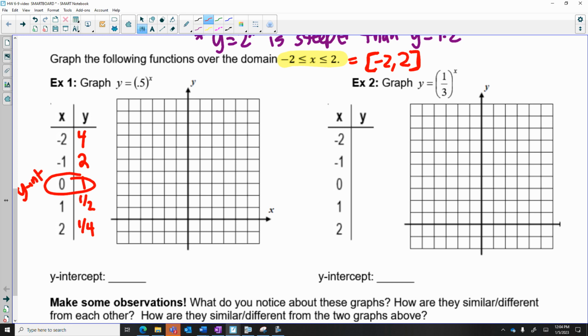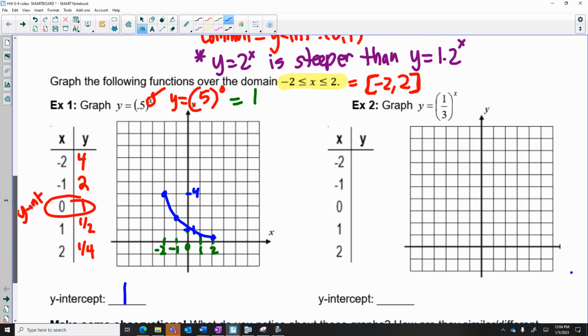And I'm hoping you're understanding why now, because if you plug in x equals 0, you're going to get 0.5 to the 0 power, and anything to the 0 is 1. So you know this is going to be (0, 1). Okay? All right, so let's quickly graph the rest. So we have (-2, 4), then (-1, 2), (0, 1), (1, 1/2), and then (2, 1/4). Again, we're going to connect the dots, but we're not going to put arrows on the graph, so you see it's decay. All right, and the y-intercept is (0, 1).